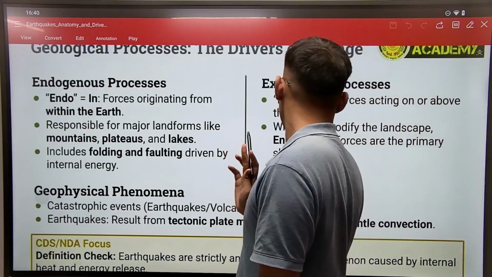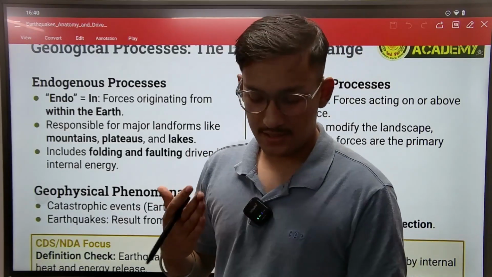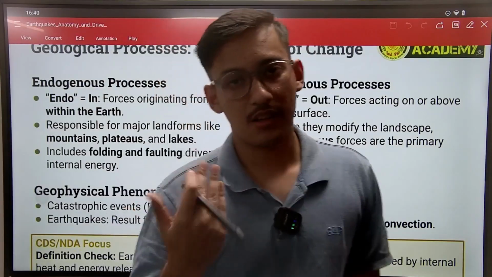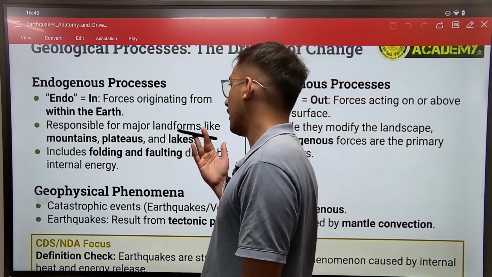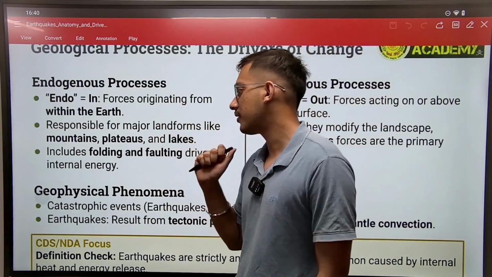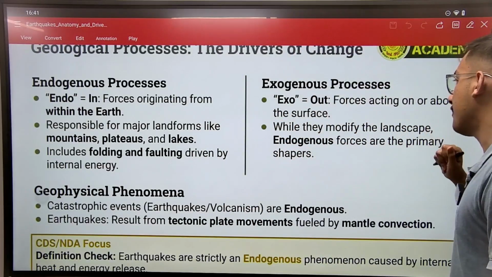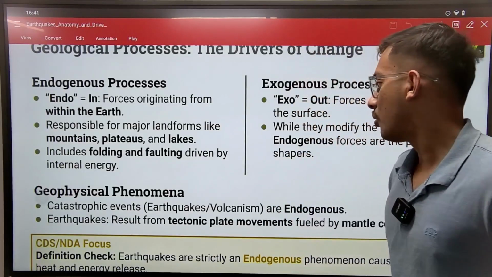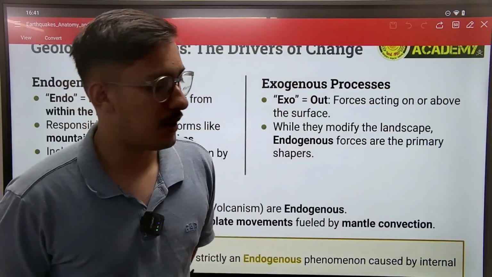Basically, we have two processes: endogenic and exogenic. As the name suggests, endogenic processes are formed in the interior parts of the earth. Exogenic processes are formed in the exterior part. Endogenic processes are responsible for landforms like mountains, plateaus, and lakes, and exogenic processes are the primary landscape shapers. Events like earthquakes and volcanism are endogenic processes. They start in the interior part of the earth.